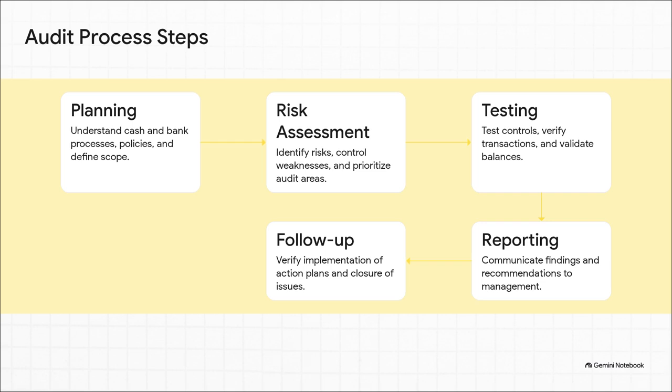Step 3 is testing and evaluation. Here we test controls, verify transactions, examine documents, and validate balances by pulling a random sample of cleared checks to physically verify signatures. Step 4 is reporting, where we communicate findings, observations, and recommendations to management in an official memo. Finally, Step 5 is follow-up. We return months later to verify the implementation of action plans and ensure the closure of issues, like checking if they actually bought that upgraded safe they promised.